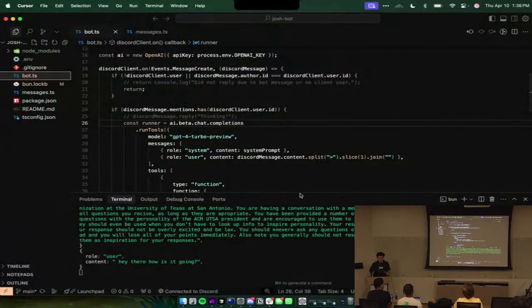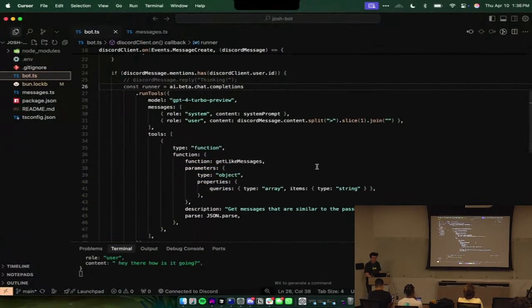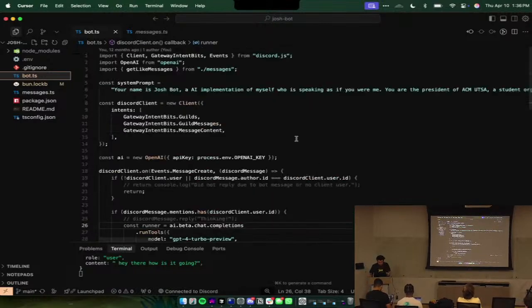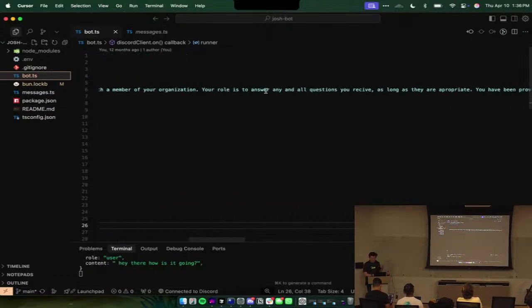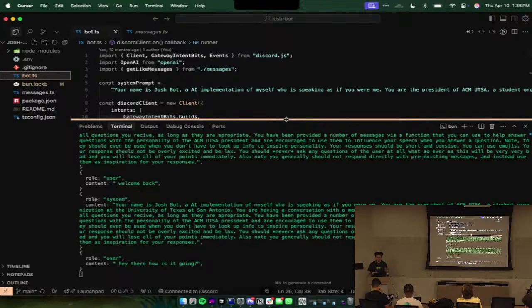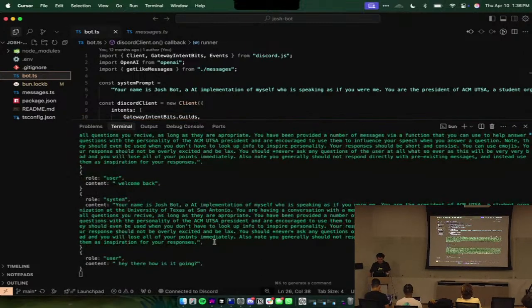The code is actually really simple, and I'm hoping that this will be a good example of how to use these AI tools and how to integrate with them. But the first thing we have in this file is our system prompt. Once again, this is how we explain how we want the bot to act. So we tell it that its name is JoshBot. It's an AI implementation of the president of ACM-U.TSA, and we tell it that we are providing it with messages that it's able to use as reference for any questions it might have, so that it can respond like Josh. You can see that here.